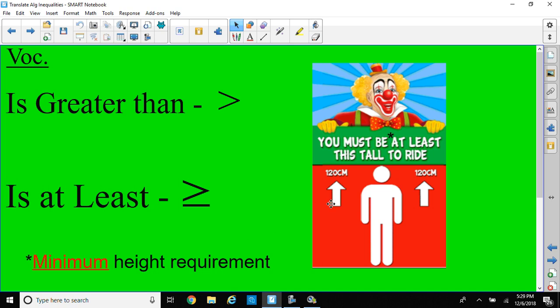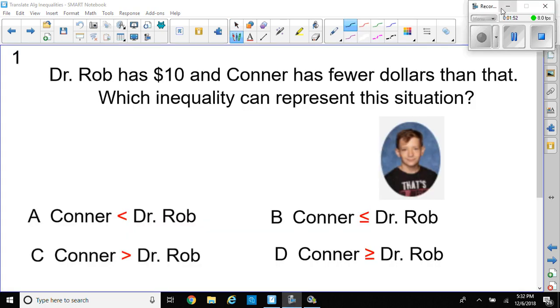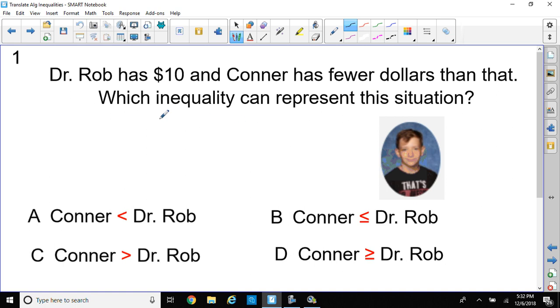So in order to ride on this ride with the clown, you have to, excuse me a second. Okay, got my pen. Now, Dr. Rob has $10. So I'm going to underline that. Dr. Rob has $10. Connor has fewer. Fewer, if you remember that, fewer means less than. So he has less money than I do.